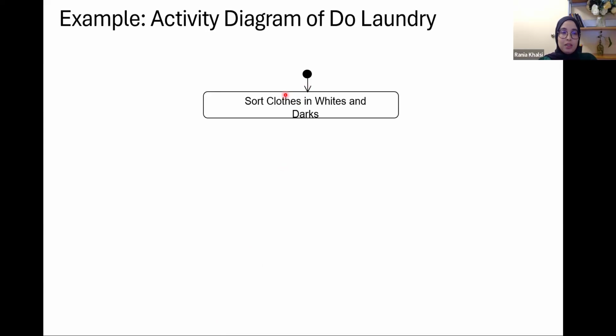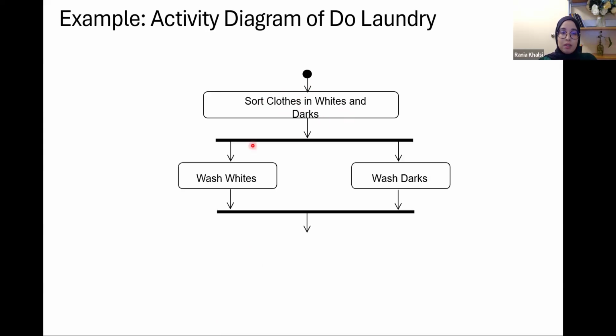We start: we need to sort the clothes into whites and darks. So here, if we have white and dark clothes, we can wash them at the same time, they start together. Okay, what kind of node is this?